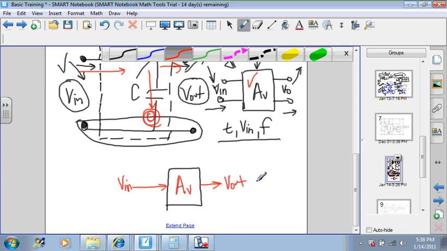In the next video, I will take a complete circuit and show you how to transform that circuit into a block diagram.